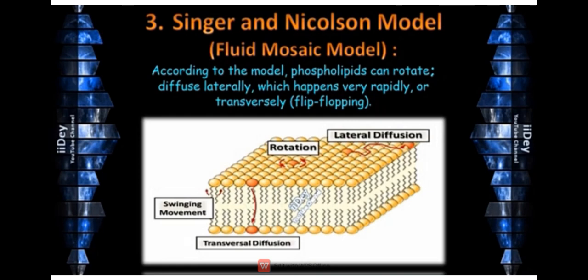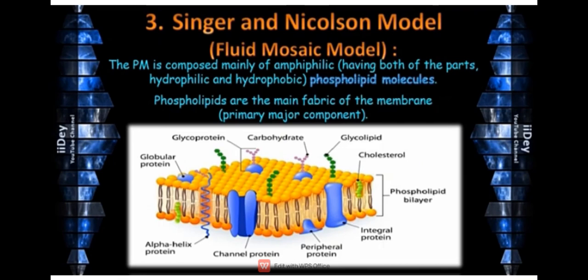According to the model, phospholipids can rotate or diffuse laterally, which happens very rapidly, or transversely. Flip-flopping, rotation, lateral diffusion, swinging movement, transverse diffusion, etc. happen. The plasma membrane is composed mainly of amphiphilic phospholipid molecules, having both hydrophilic and hydrophobic parts. Phospholipids are the main fabric of the membrane, the primary major component. Like glycoprotein, carbohydrates, glycolipid, cholesterol, globular protein, alpha helix protein, channel protein, peripheral protein, or integral protein associated with the phospholipid bilayer.